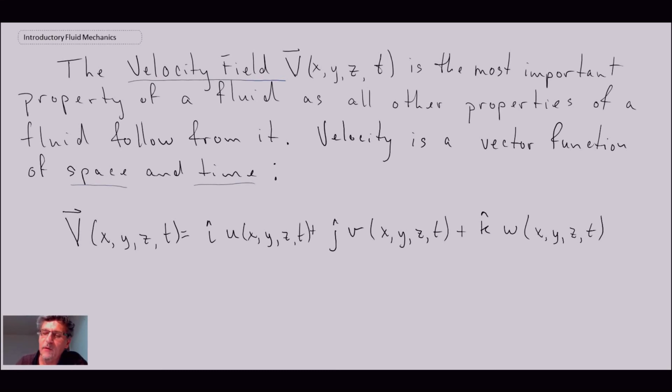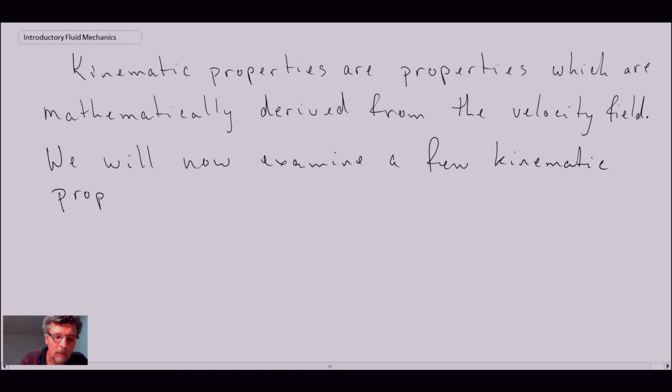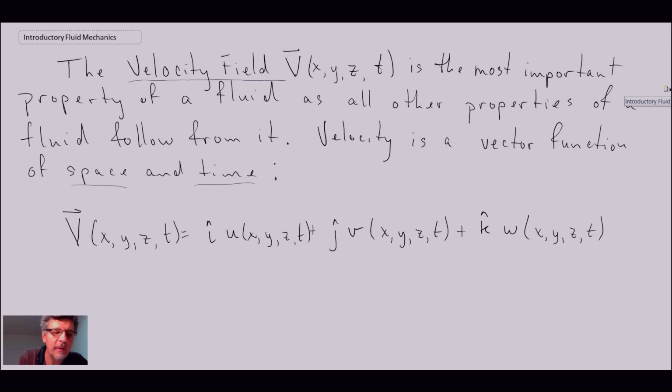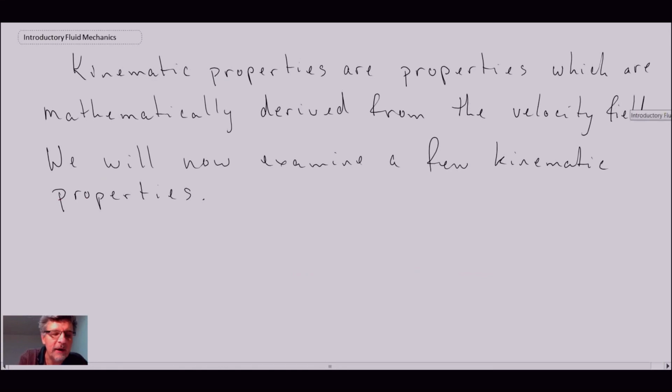And from this, we can derive a number of kinematic properties, and that's what we're going to spend the next few segments looking at. So we're going to take the velocity field that we just talked about, and from the velocity field we're going to look at a number of different kinematic properties that are quite important within fluid mechanics, and you'll be using these throughout the course. So we'll now take a step into looking at these different kinematic properties.